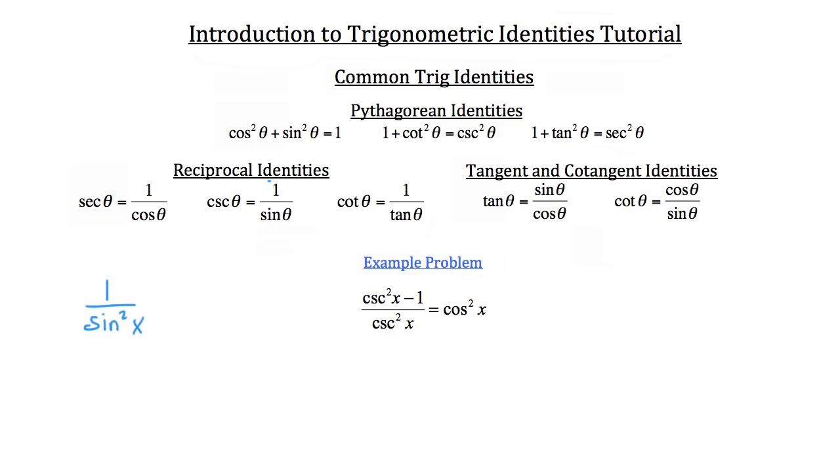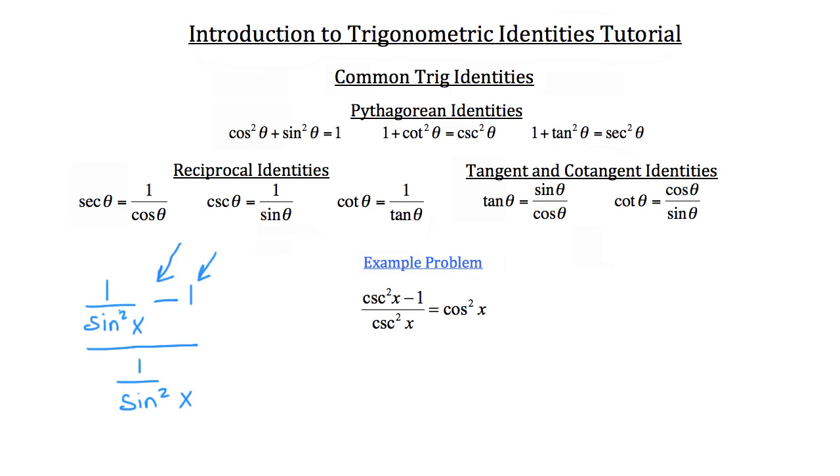So I took this same identity here, 1 over sine theta, and I applied that square right here. Alright, so that deals with the cosecant squared of x, but we still have that whole thing minus 1, all over the cosecant squared of x. So again, I'm going to take that cosecant squared of x, and I'm going to write it as 1 over sine squared x.